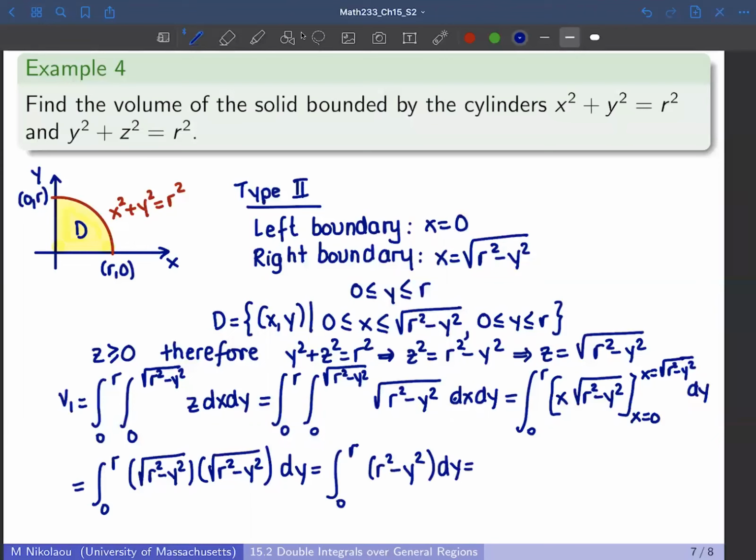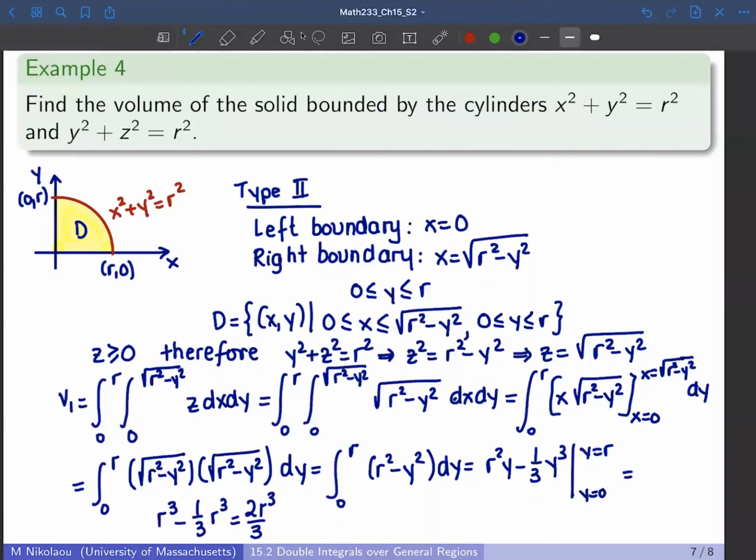And if we evaluate the integral, we'll have r squared times y minus 1/3 y to the third. And we need to evaluate that between y equals 0 and y equals r. So that will give us r squared times r, which is r to the third, and then we have minus 1/3 r to the third. So this is equal to 2r to the third over 3.